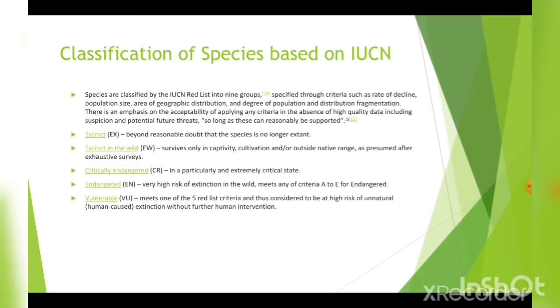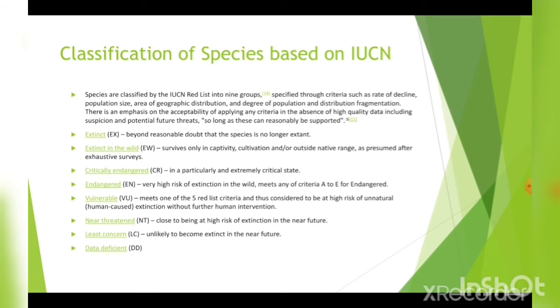Vulnerable: meets one of the 5 Red List criteria and thus considered to be at high risk of unnatural, human-caused extinction without further human intervention. Near threatened: close to being at risk, high risk of extinction in the near future. Least concern: likely to become extinct in the near future. Data deficient and not evaluated. There are short notes on all of them.